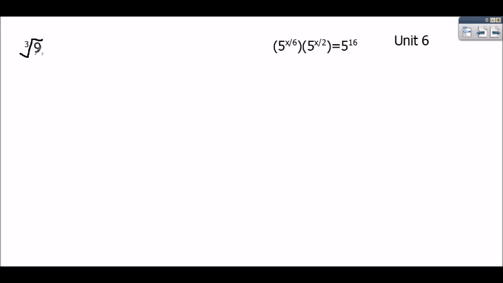So step 1, watch this. Step 2, go back to the unit that you need extra practice on, and then in that unit, ask questions there. For unit 6, I'm going to rewrite this radical in exponential form, and I'm going to solve for x.